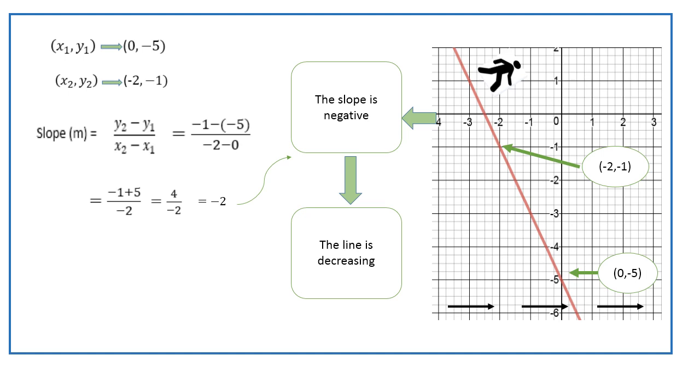Now we can write the linear equation of the line, which is y = mx + c. Then y = -2x + c, where c is the y-intercept point, which is equal to -5. Then the line equation is y = -2x - 5.